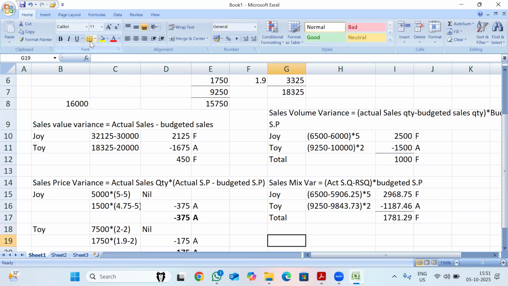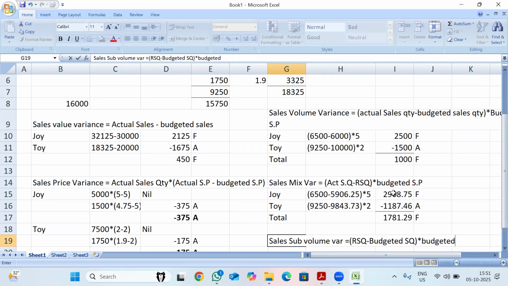Now let's calculate sales sub volume variance. Above we calculated the difference between actual selling quantity minus your revised RSQ, right? So here we need to calculate the difference between RSQ and budgeted quantity. So RSQ minus budgeted sales quantity into my budgeted selling price.